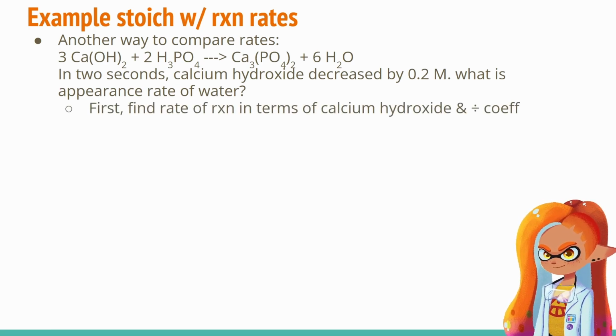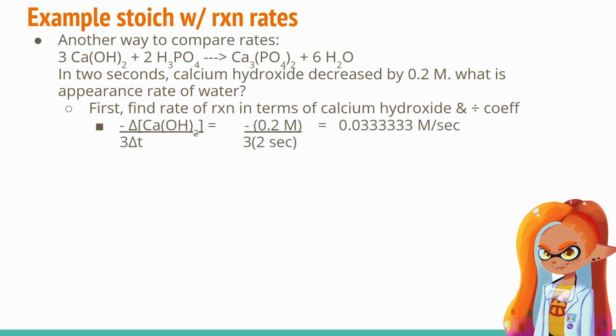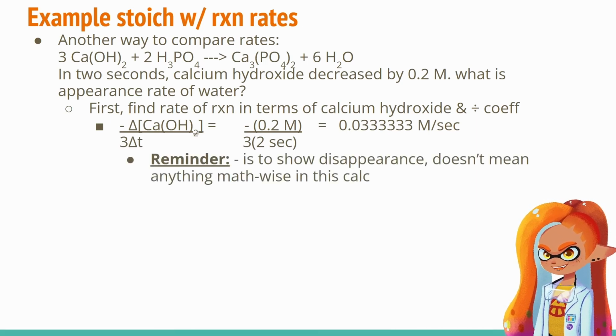I can first do the reaction rate stuff that we learned in this section. So I have the concentration of calcium hydroxide divided by the time it took, and then the 3 is from the coefficient that's on the bottom, and so I calculated that. As a reminder, that negative sign is just to show disappearance. It doesn't mean anything math-wise. I could just straight up ignore it if I'm trying to calculate the rate for the water.